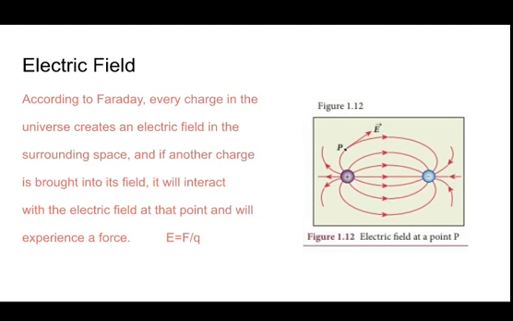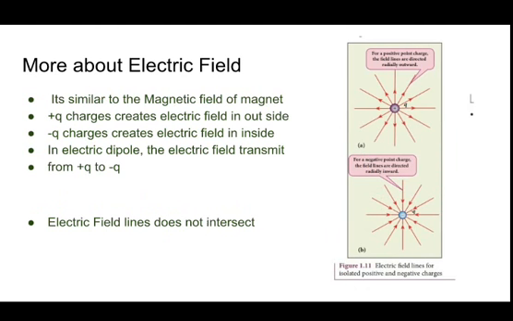We can see in figure 1.12 the plus q charge and minus q charge separated by a small distance. That means an electric dipole. The electric field lines start from the plus charge plus q and end at minus q. This is very similar to magnetism. Magnetic field lines also go from the north pole to the south pole. The electric field is similar to the magnetic field in magnetism theory.